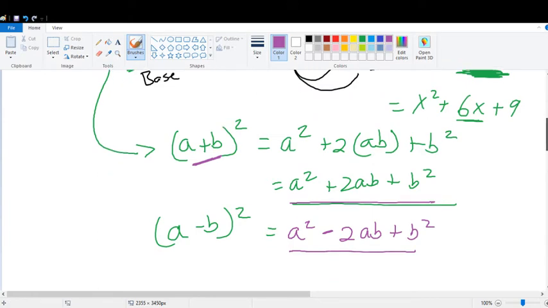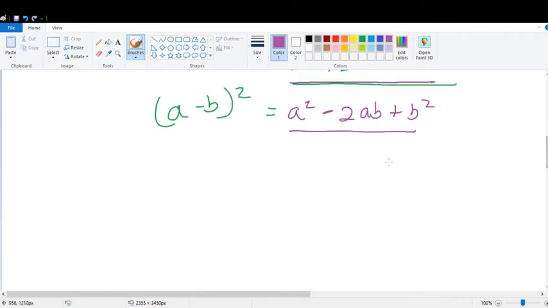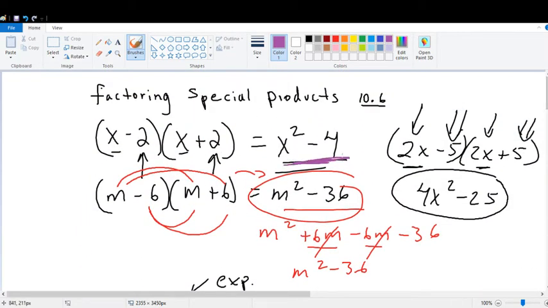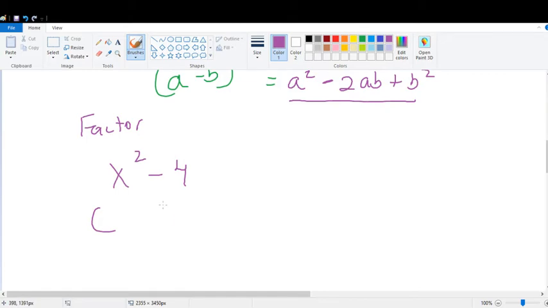All right, so this is kind of what we did over the last few weeks. Today we're going to start with this and work backwards. So for example, we're going to factor something today. Factor x squared minus 4. All right, so x squared minus 4 looks a lot like this right here. And we're going to find two factors that equal that.